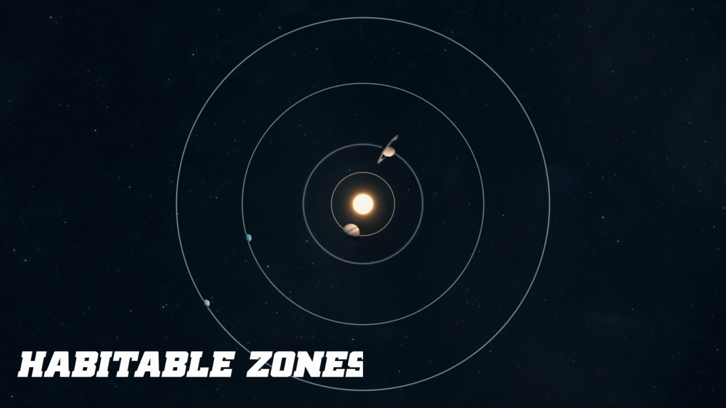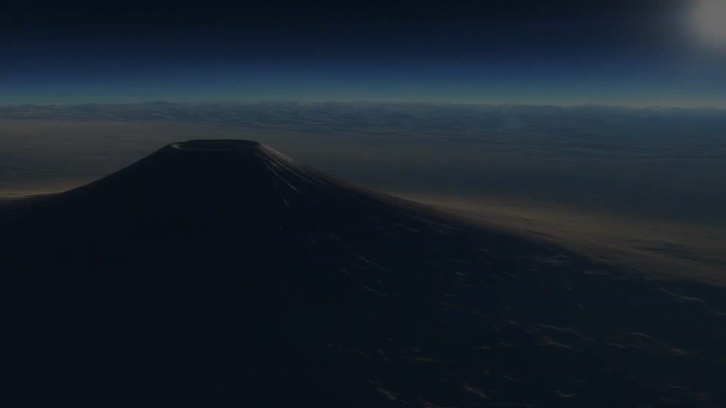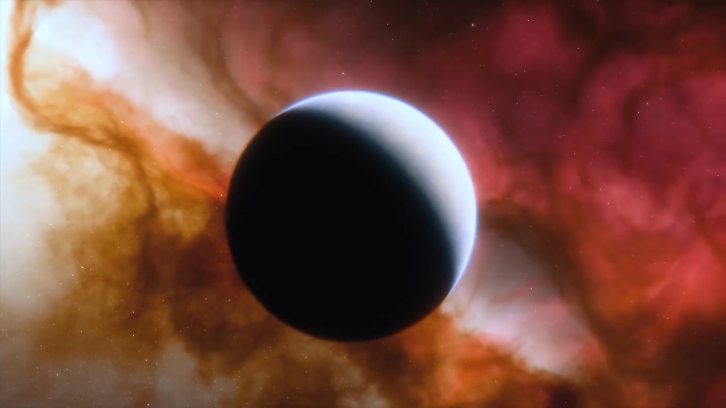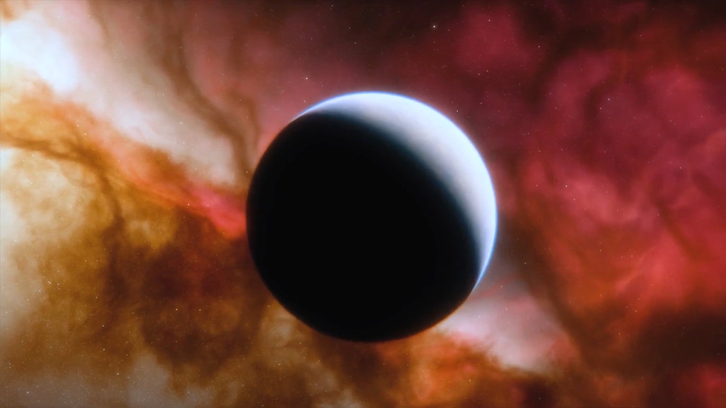Habitable zones. Habitable zones, also known as Goldilocks zones, refer to regions around the star where conditions are suitable for the existence of liquid water, a key ingredient for life as we know it. Here are some details about habitable zones.